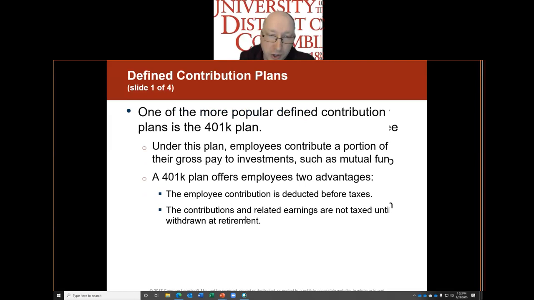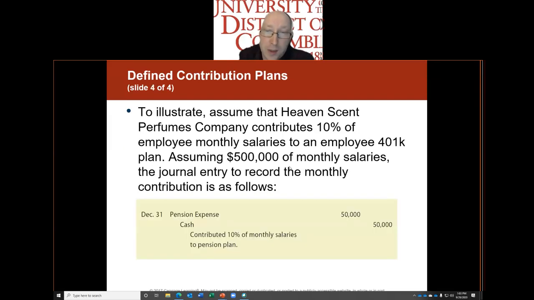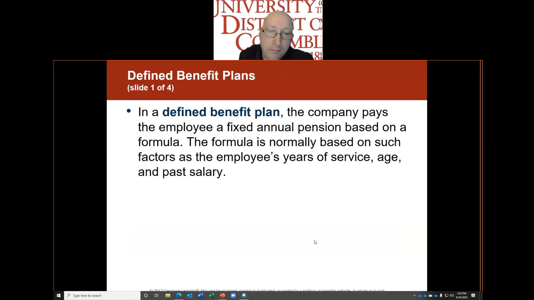And then there's usually an option for the employee to invest as well through the 401k plan. In most cases, employers will match up to a certain percentage. This is debited to the pension expense. When an employer matches to a retirement fund like a pension, we debit pension expense by that amount and we credit cash by that amount.